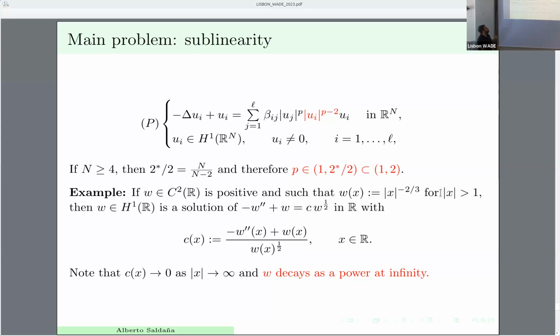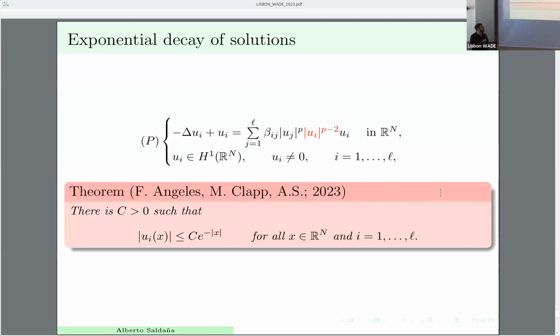We're in between now. We don't know if it's going to be a power law decay or exponential decay, or maybe in some cases one and in some cases the other. Well, we have this theorem telling us that there is always exponential decay. So for this system here, it doesn't matter if you're positive or sign changing, you always decay as an exponential. If you are positive, then the decay is optimal.